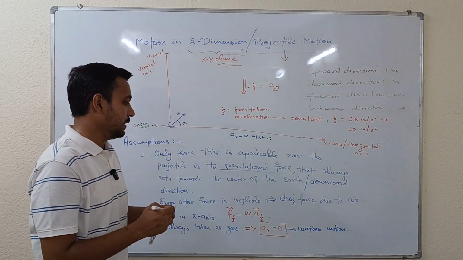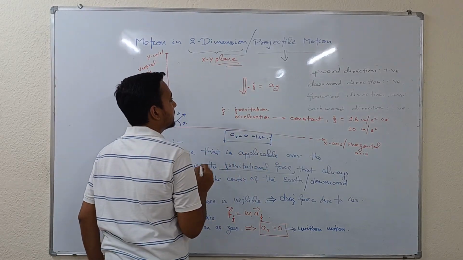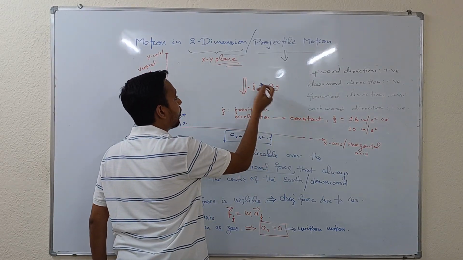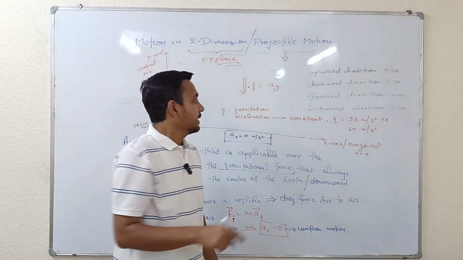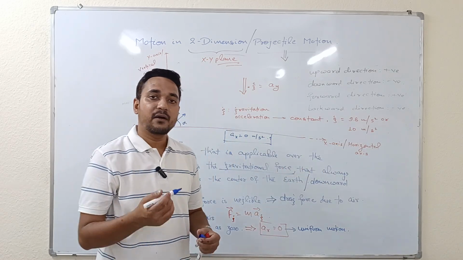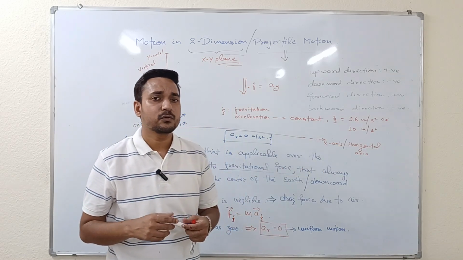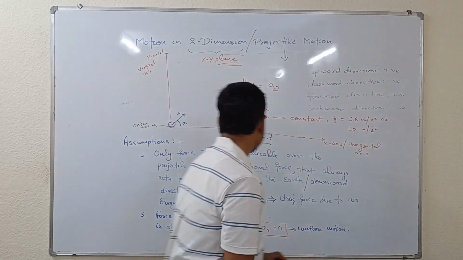Right? So we have seen the acceleration. Acceleration in x-axis is what? 0. Acceleration in y-axis is what? Always in downward direction, the magnitude of which is g. What is the value of g? That is 9.8 meter per second square, or after rounding off, it comes out to be 10 meter per second square. Right? So let us proceed further.